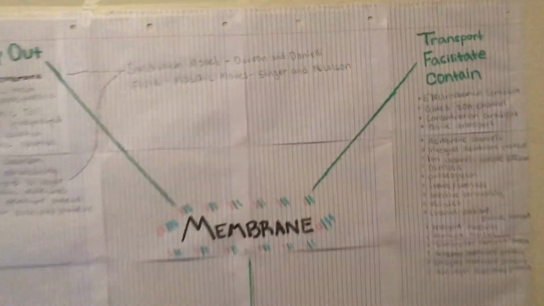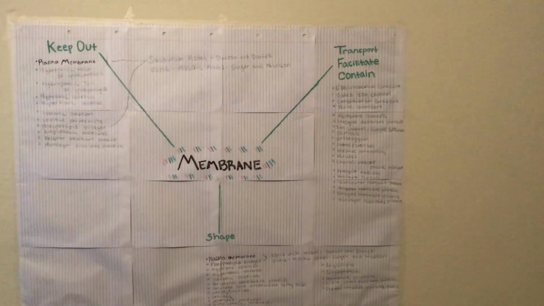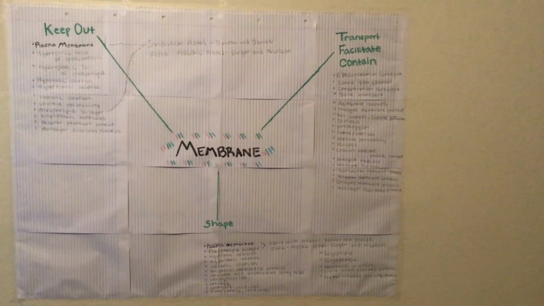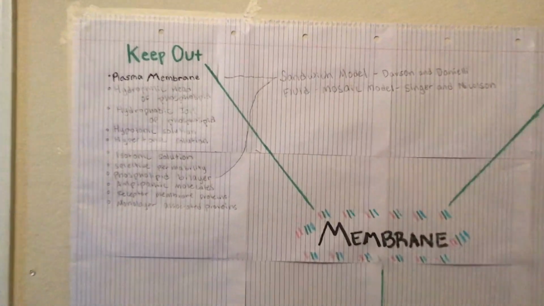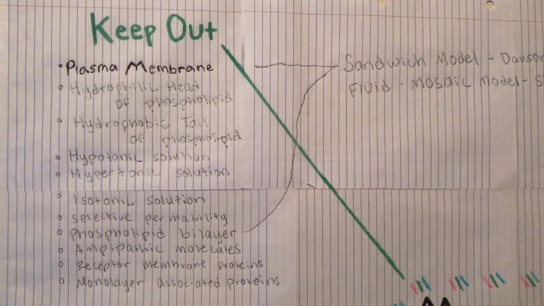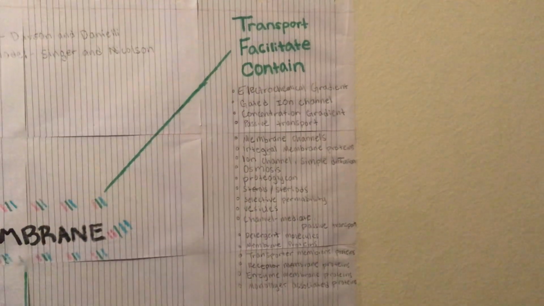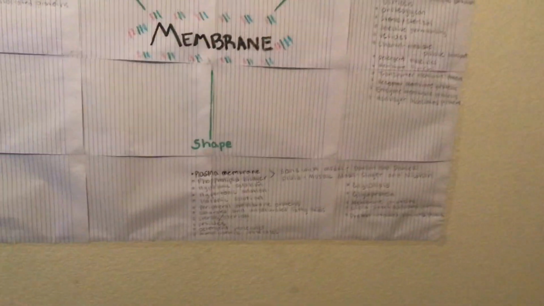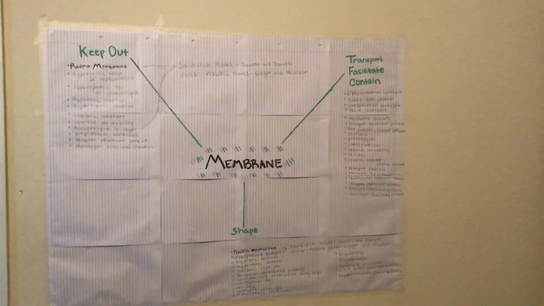And really, like I said, plasma membrane goes into all three, so this should be here too. But yeah, so basically when I'm thinking about membrane, I think about these three main things: keep out, the activity of transport, facilitating, and containing, and shape. And once again, like I said, in these three things, the complexity, there's so many topics, so many terms that associate with the membrane. Boom. Boom. Boom. It's a huge, huge poster.